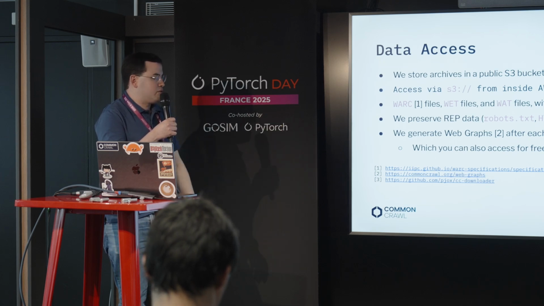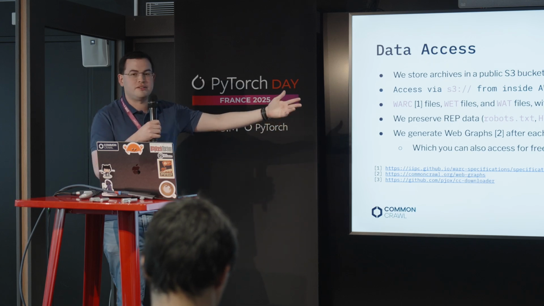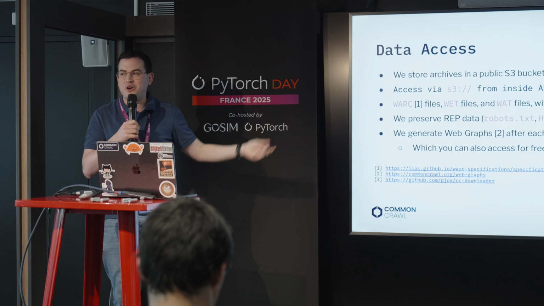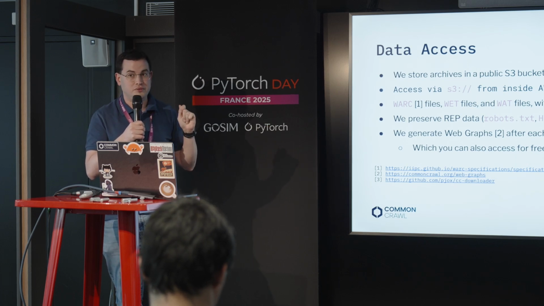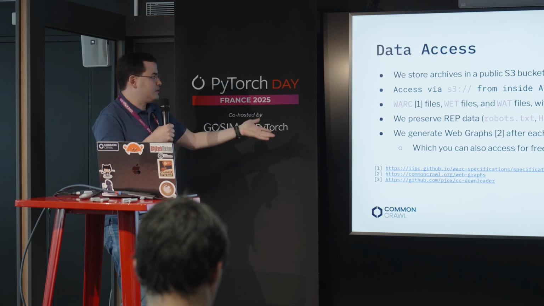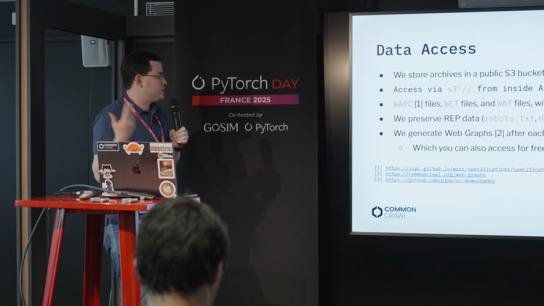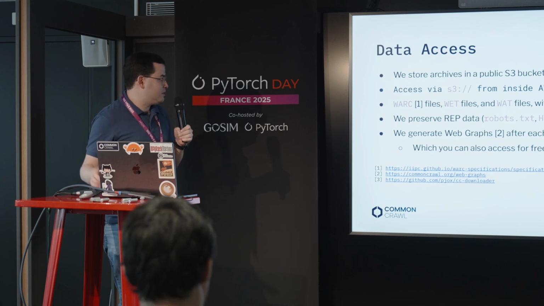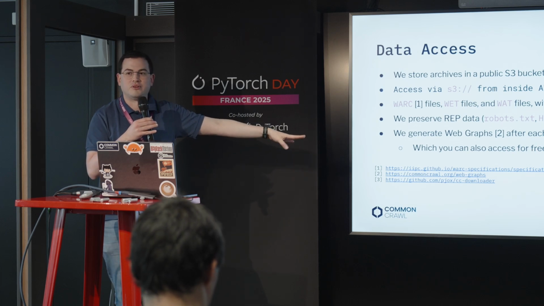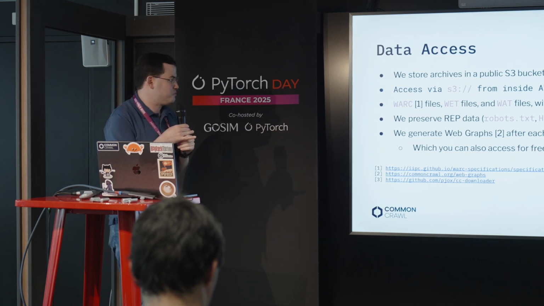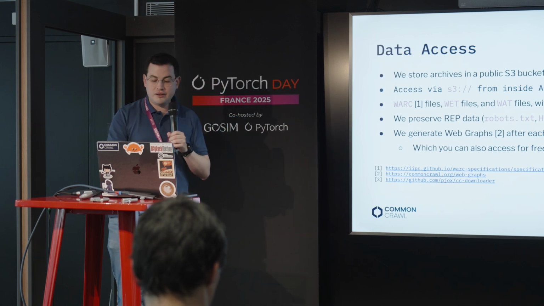We preserve all the robots exclusion protocol data: robots.txt, HTTP headers, and meta tags, which we hope our users follow when they are doing derivatives of Common Crawl. Then we generate a web graph each month that you can use. People were complaining that it's difficult to download the data because we have too much traffic, so we have a client now that you can use to easily download the data.